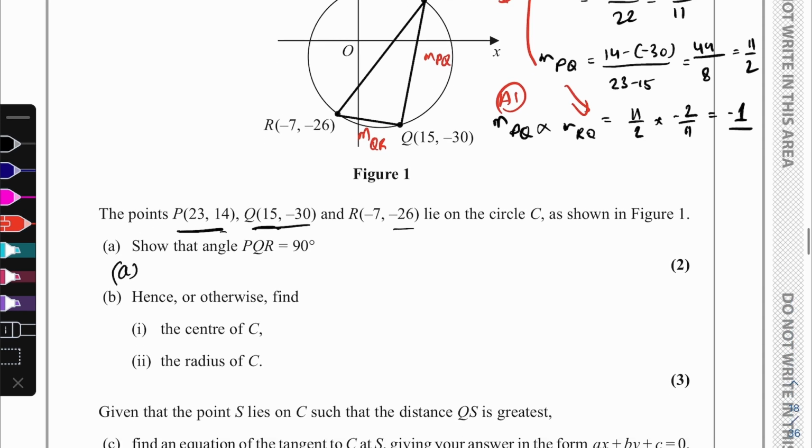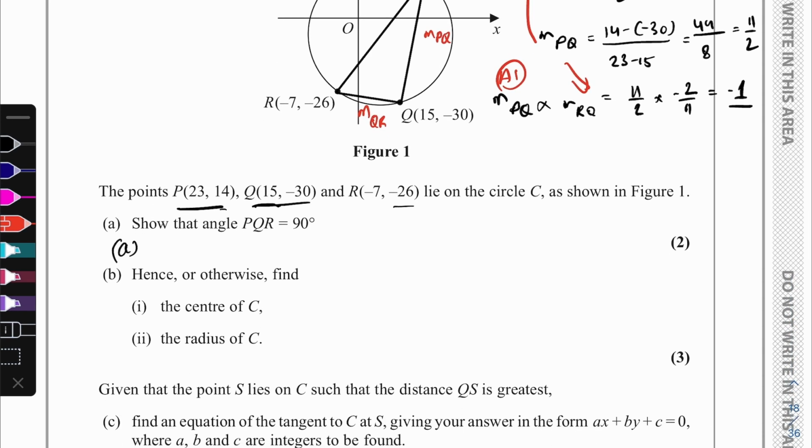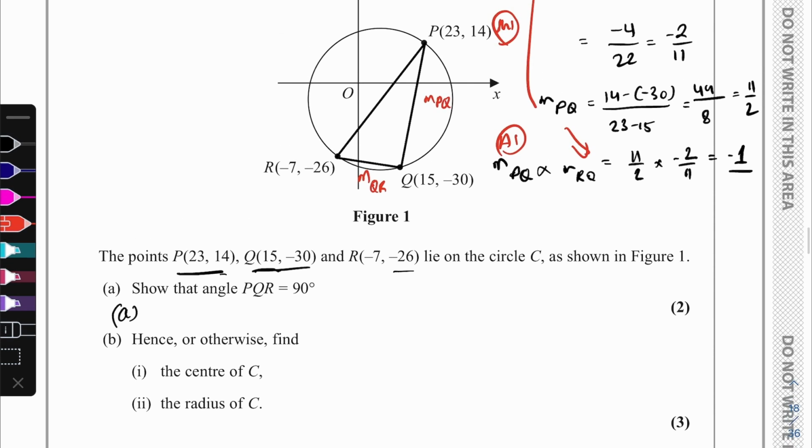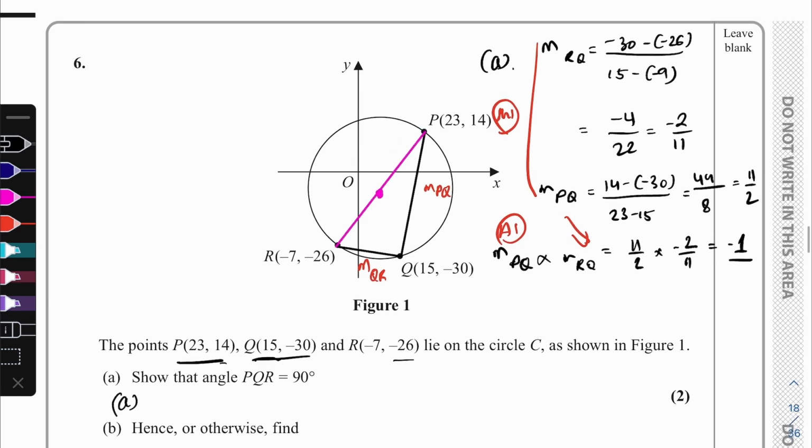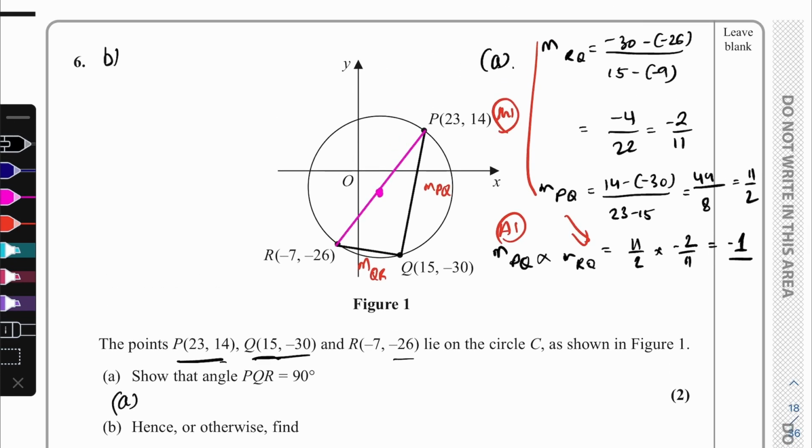All right, now it says what? Hence or otherwise, find the center of the circle and the radius of the circle C. Now we know that PR, because we have proved that it's 90 degrees, is the diameter, where the center is what? It's the midpoint. So I'll do part BI over here.